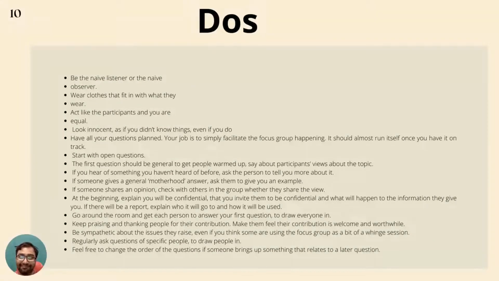If someone gives a general answer or vague language, that means you can ask for an example. If someone shares an opinion, check with the others in the group whether they share the views. Another important point is to regularly ask questions of specific people to draw people in. Feel free to change the order of questions if someone brings up something that relates to a later question.